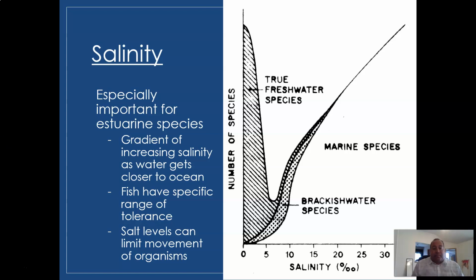And the last point to make on that one is that the idea of salt levels can limit the movement of organisms. So depending on where that salt water is in a place, if there's a higher concentration of salinity in one part than another part, that can actually prevent the fish from moving into that area.